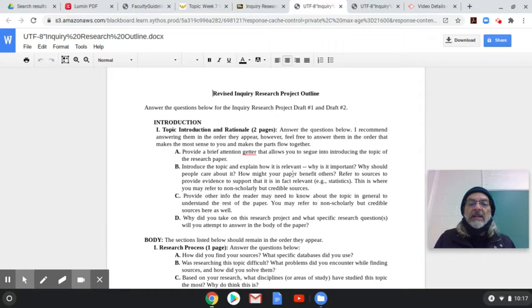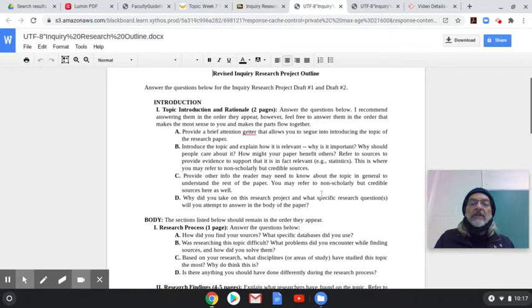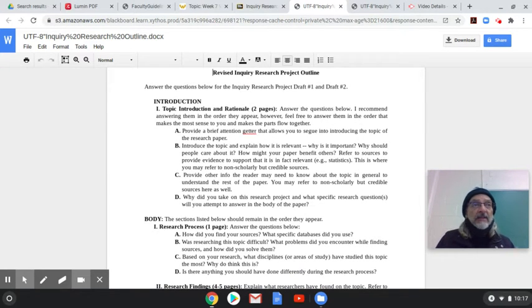Introduce the topic and explain how it's relevant. Why is it important? Why should your audience care about it? This is the introduction. Provide the info the reader may need to know about the topic. There's some background information, and any particular terms that you might be using a lot that are coming down the pike. This would be a good idea to lay some of that groundwork a little bit, if you will.